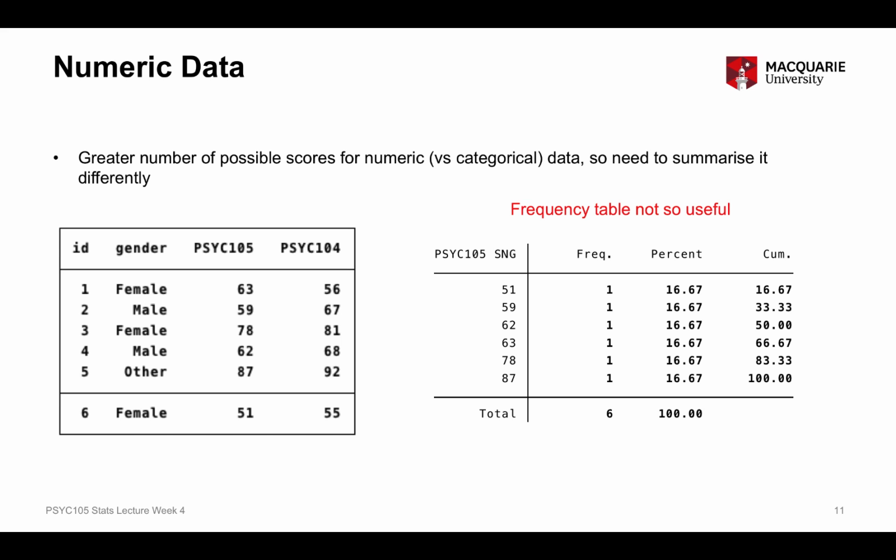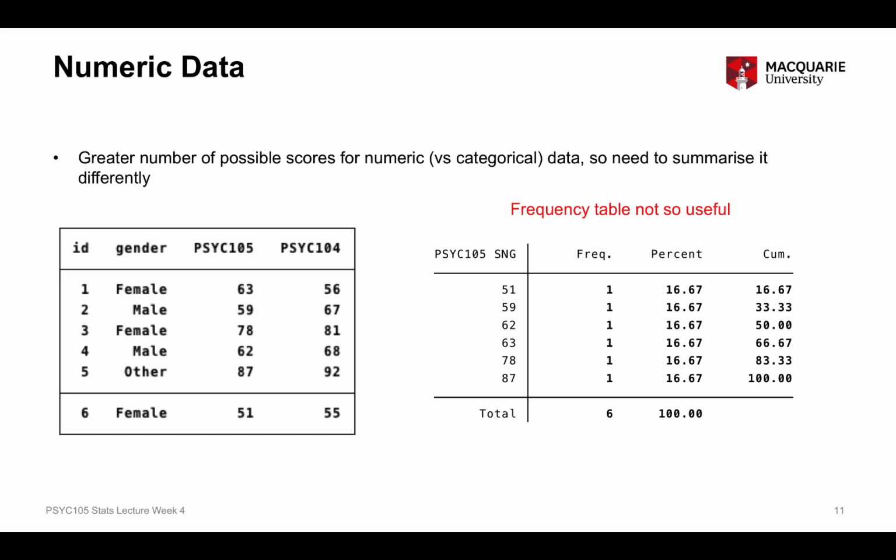All right, so that was categorical data. Now let's move on to numeric data, and there's more considerations for numeric data just because there's more possible scores on that scale that our observations can take. So when we think about how to summarize numeric data, we just need to think about it a bit differently to how we would do categorical data.